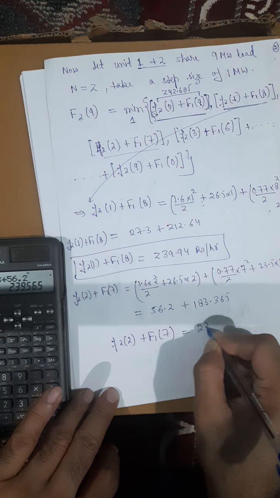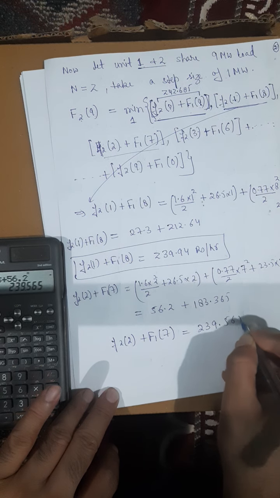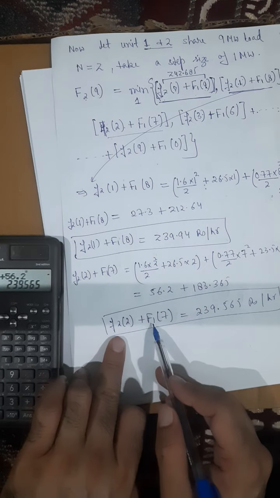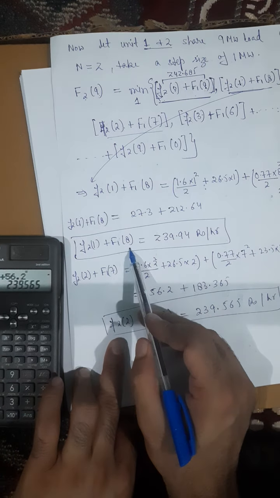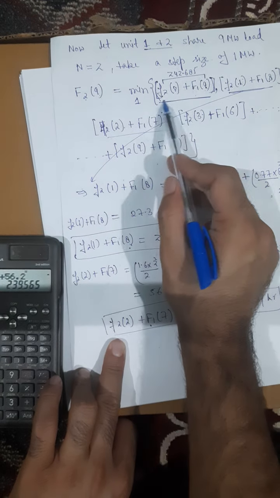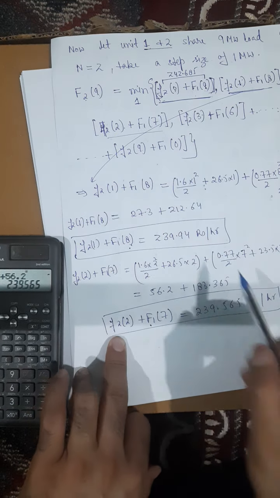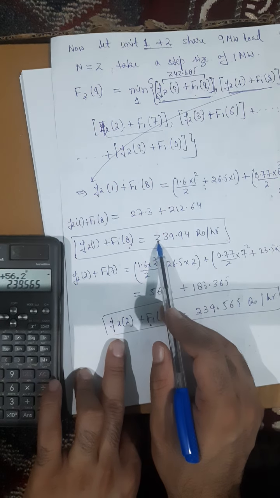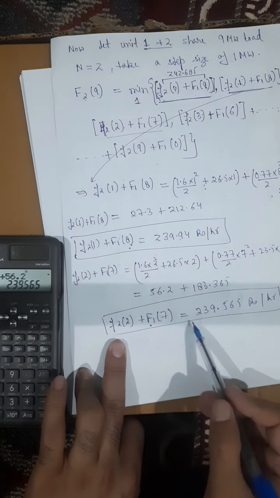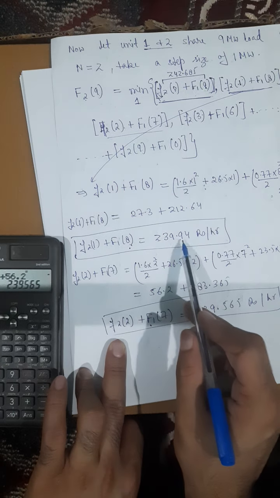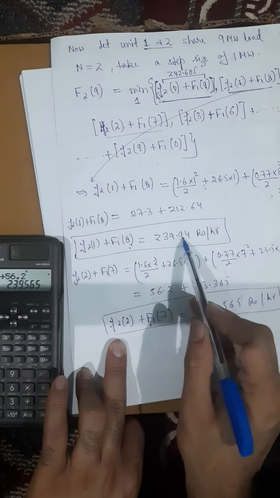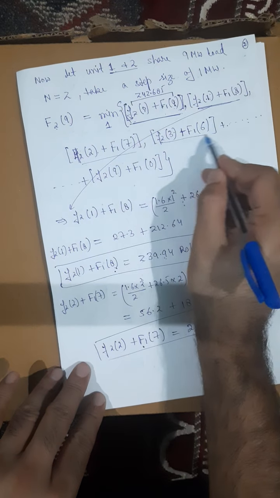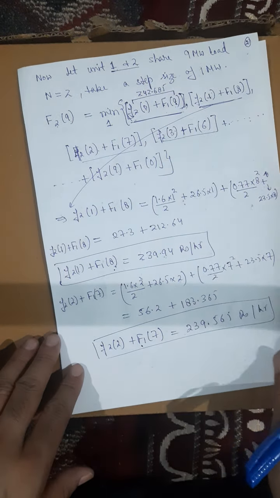So it is coming out as F2 when second unit was taking 2 and first unit was taking 7. It was coming out at 239.565 rupees per hour. So you can see this combination is cheaper as compared to this combination, and this is cheaper as compared to this combination, because if you see here the cost is 242.685, here the cost is 239.94, and here the cost is 239.565, less than this, though by a small amount.